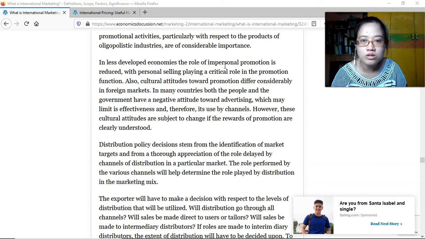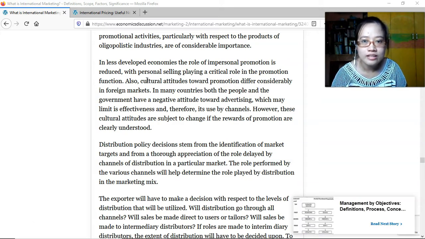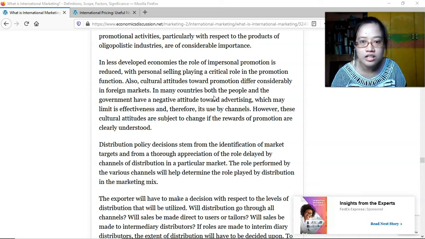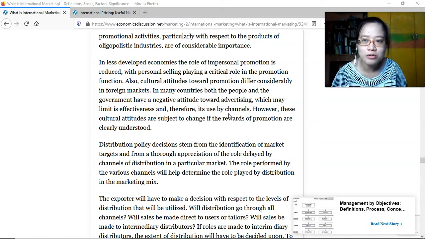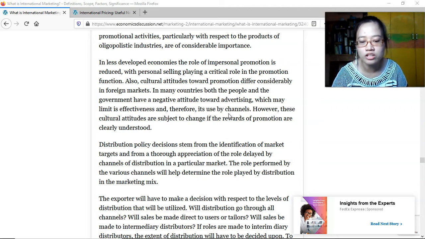In less developed economies, the role of impersonal promotion is reduced, with personal selling playing a critical role in the promotion function. Okay? Also, cultural attitudes toward promotion differ considerably in foreign markets. In many countries, both the people and the government have a negative attitude toward advertising, which may limit its effectiveness and therefore its use by channels. Probably some cultures or some countries would have a negative attitude towards advertising, but in others, it could be effective, right? So you have to check whether they are being received well in the particular country or not.